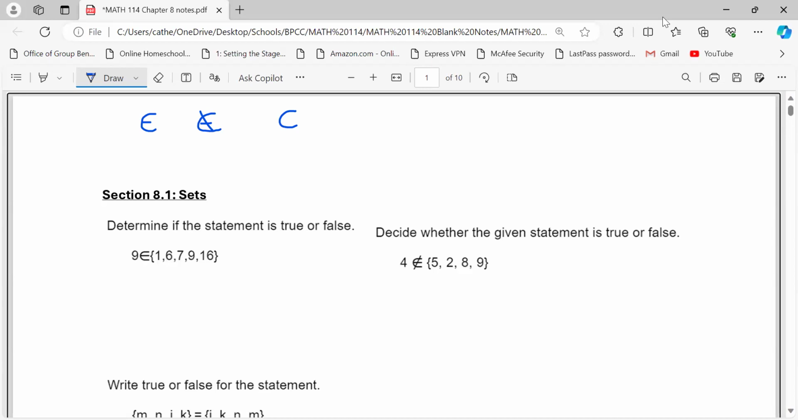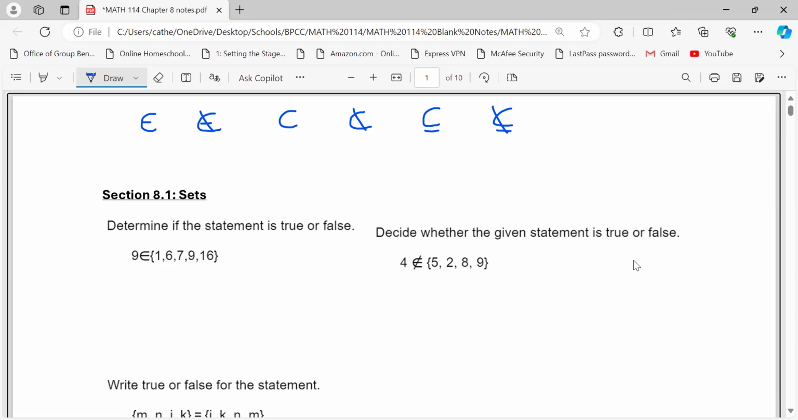This is a subset. A, B, and C is a subset of the alphabet. This is not a subset. The numbers 1 and 2 are not a subset of the alphabet. This is a proper subset. So the numbers 1, 2, 3 are a proper subset of the set with the numbers 1, 2, and 3. And this is not a proper subset.